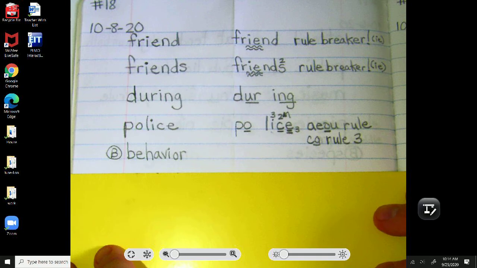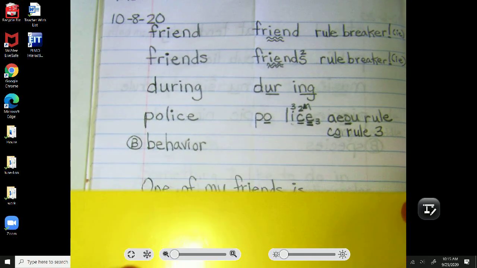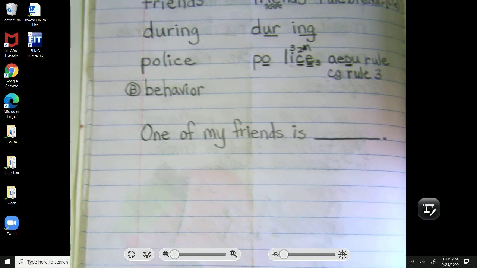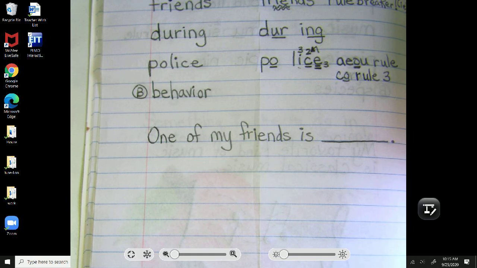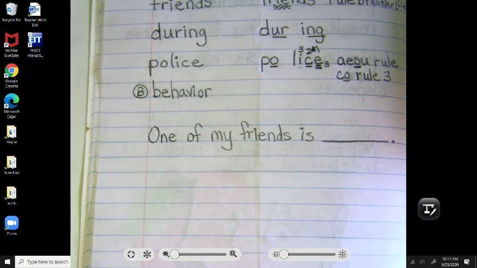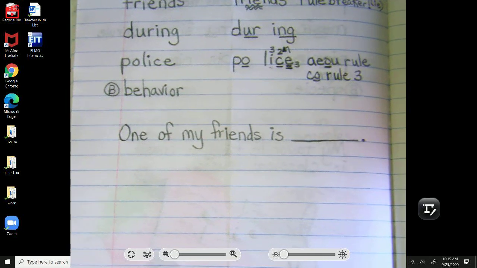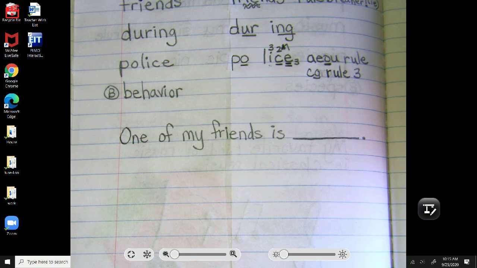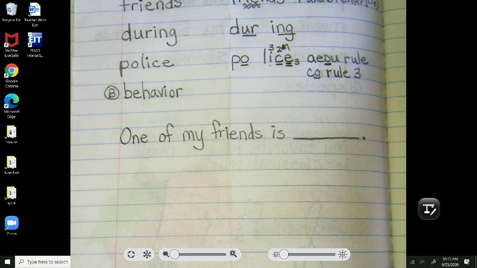Then, scholars, if you would like to, that enrichment, creativity at the bottom, one of my friends is blank, right? You could fill in that blank with an animal friend, a stuffy friend, a human friend, and make an illustration that goes with that. Remember, this part is enrichment. If you would like to send it to your teacher, you may. But always remember the assignment that's required is to fill out that spelling Google form. Answer those 5 questions, and then be sure to click Submit at the bottom of the spelling Google form.